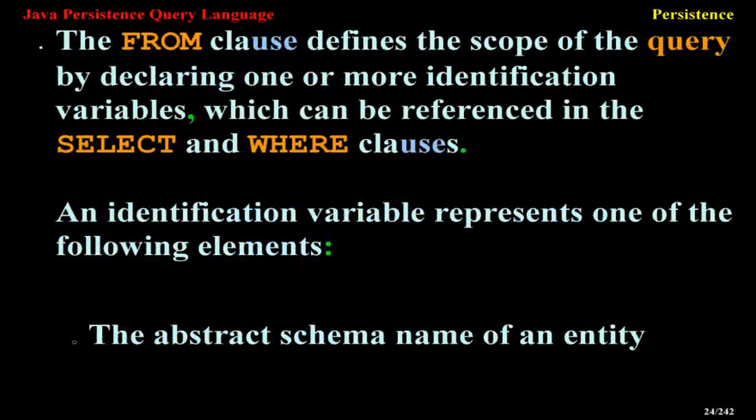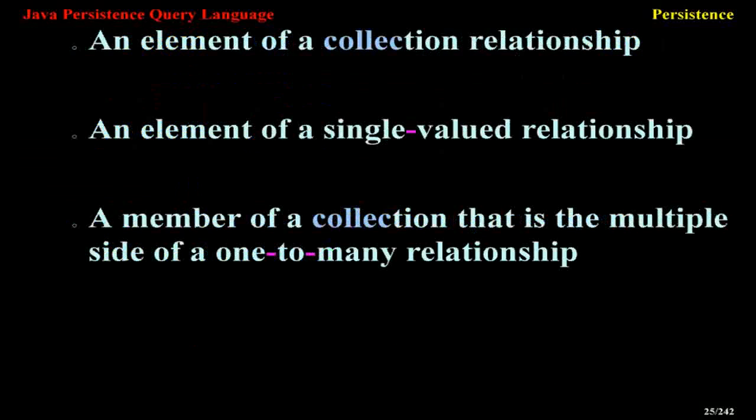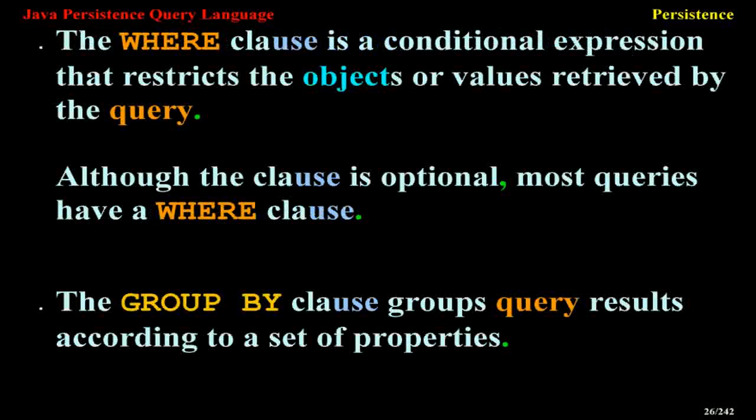An identification variable represents one of the following elements: the abstract schema name of an entity, an element of a collection relationship, an element of a single-valued relationship, or a member of a collection that is the multiple side of a one-to-many relationship. The where clause is a conditional expression that restricts the objects or values retrieved by the query. Although the clause is optional, most queries have a where clause.